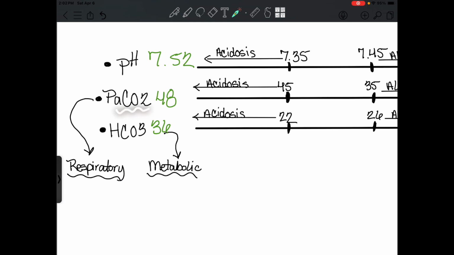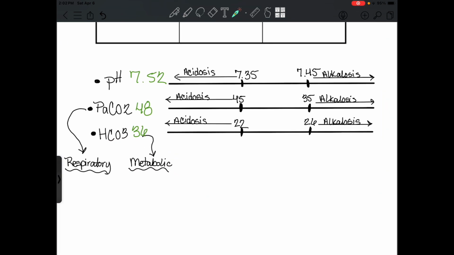So your CO2, I want you to think of the lungs, right? Because that's where it comes out. I want you to think respiratory. When you see HCO3, I want you to think metabolic, because that is from your kidneys.